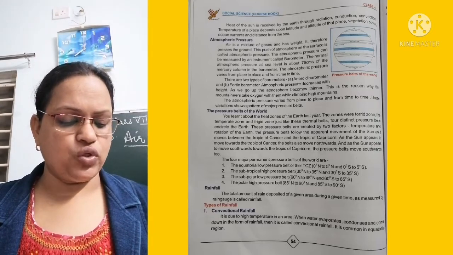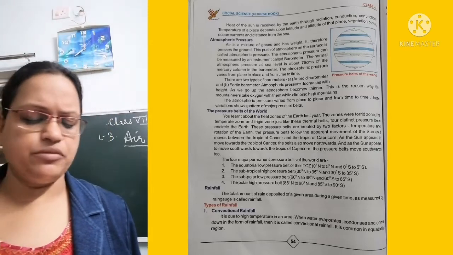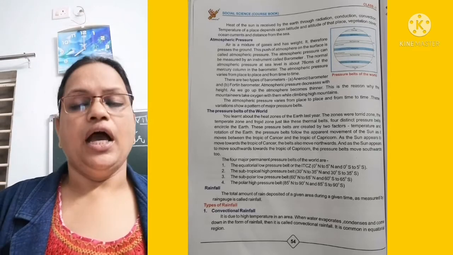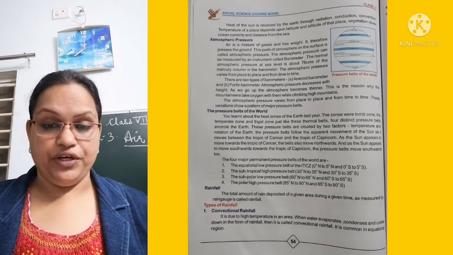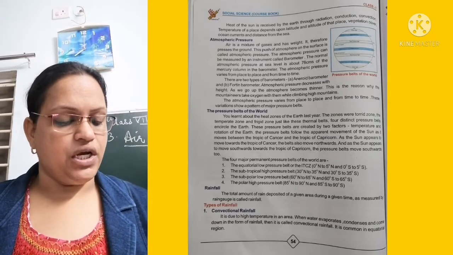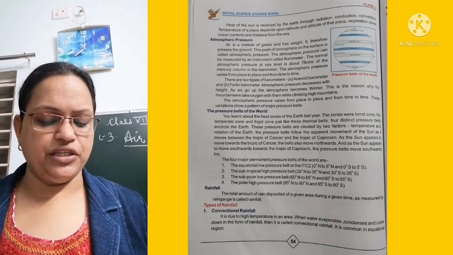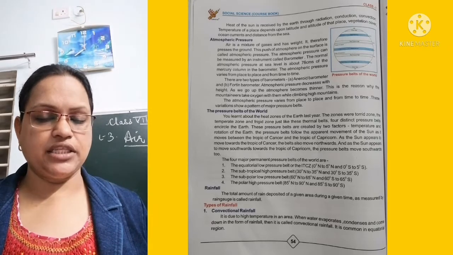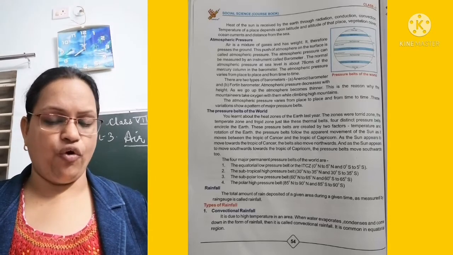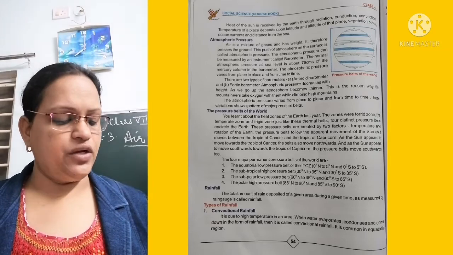Rainfall. The total amount of rain deposited on a given area during a time is measured by what? Rain gauge, and it is called rainfall. Measuring of the rain we are doing with a rain gauge. A type of rainfall is convectional rainfall. It is due to the high temperature in that area. When water evaporates, the vapor rises, condenses, cools down, and comes down in the form of rainfall, then it is called convectional rainfall. It is common in the equatorial region.